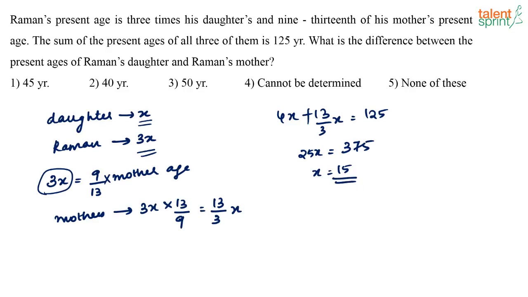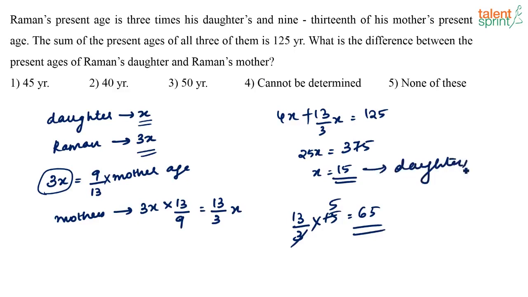Now, what is the question? What is the difference between the present age of Raman's daughter and Raman's mother? What is Raman's mother's age? Mother's age is nothing but 13 divided by 3 into 15, that is 13 into 5, which is 65. What is the daughter's age? Daughter's age is 15. This is the daughter's age, this is the mother's age, and what is the difference between their ages? 65 minus 15, that is 50 years. That is what they have asked: the difference between the age of the mother and the daughter of Raman.